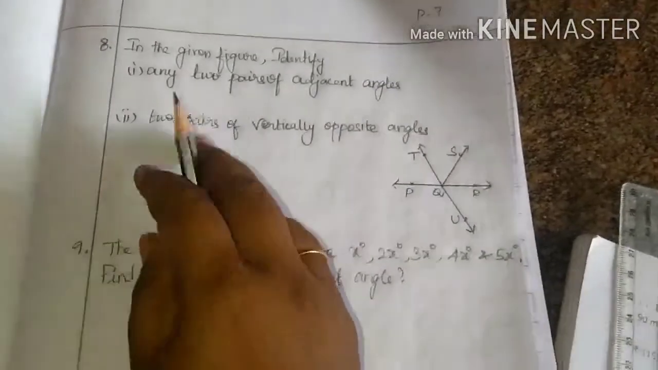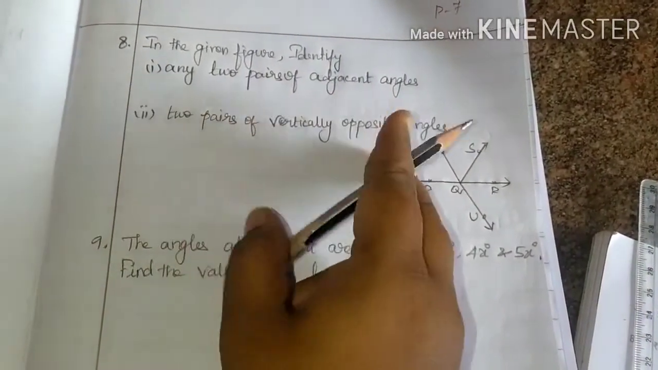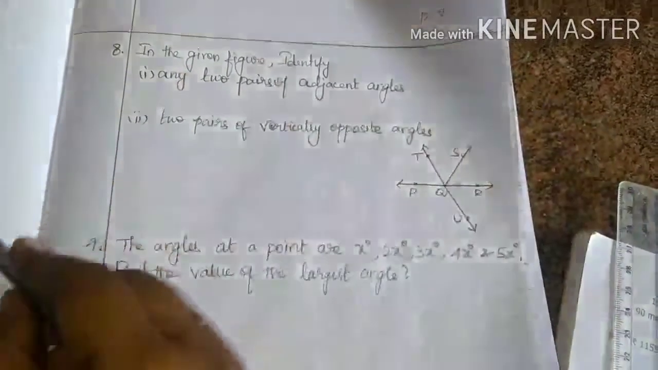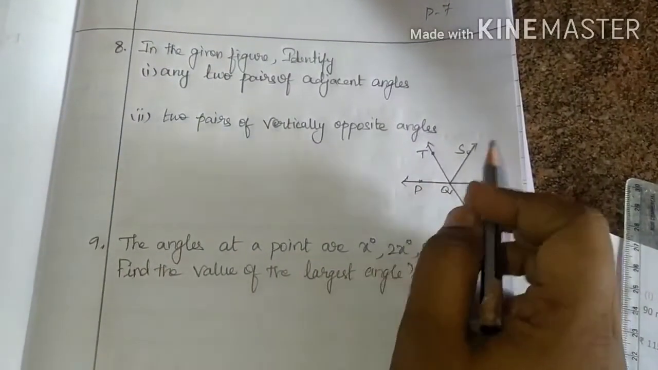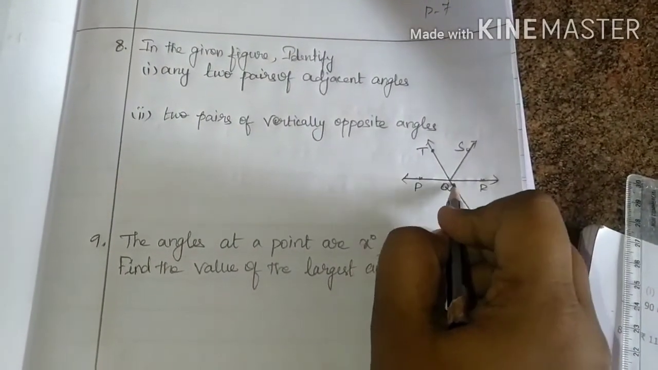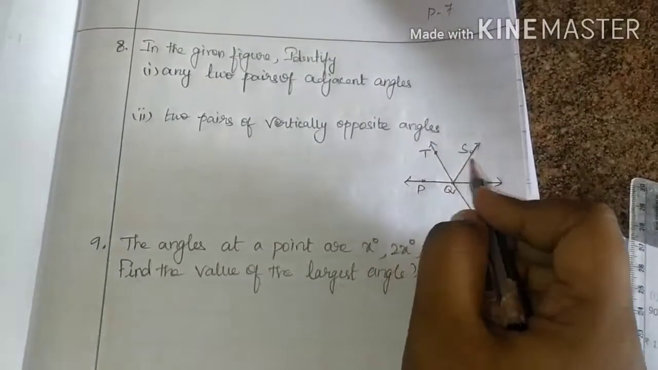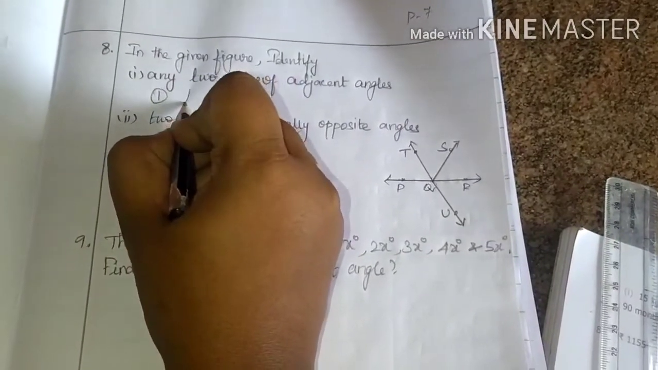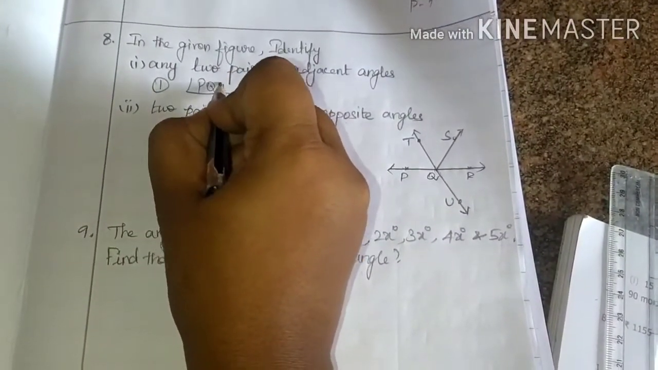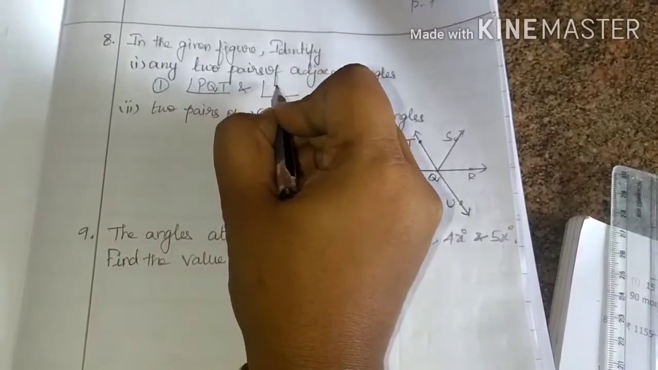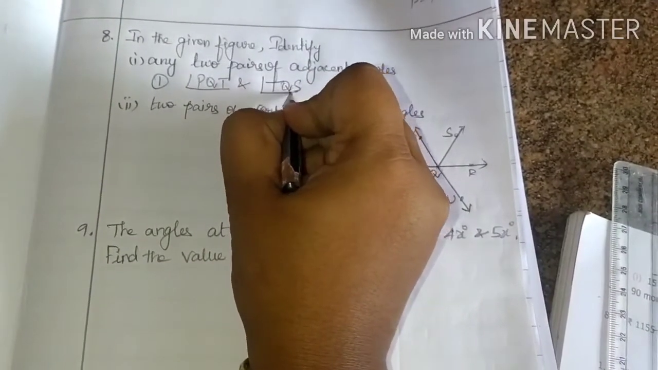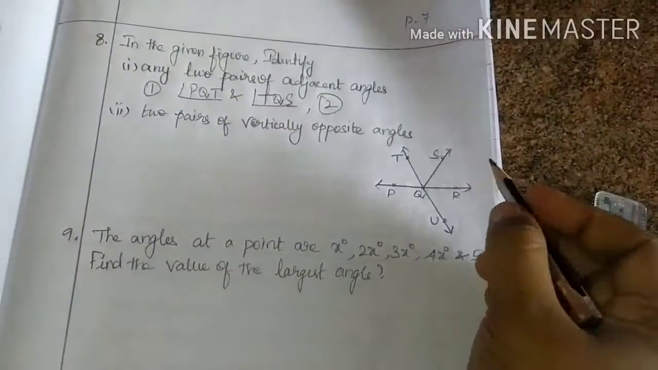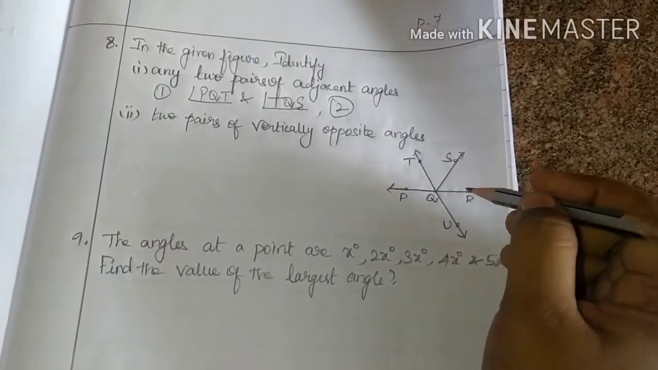Okay, in the given figure identify the adjacent angles. Any 2 pairs of adjacent angles they said. By any 2 pairs you can write. So I am going to write PQT and TQS. One pair, first pair. Angle PQT and TQS.